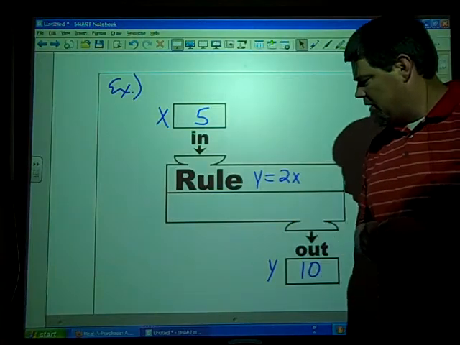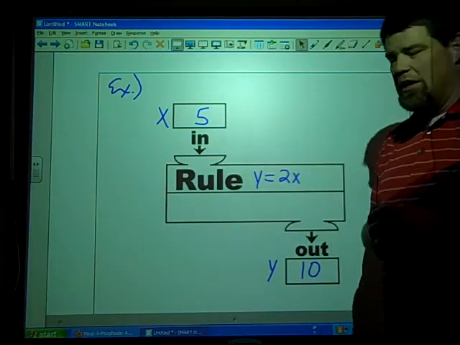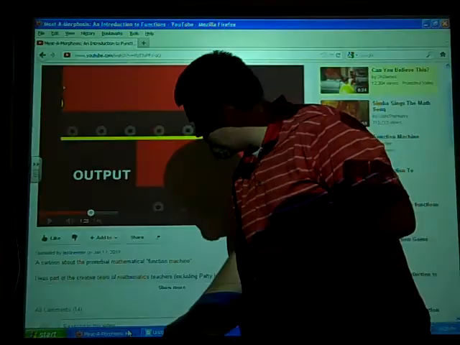Now I want to show you a short video clip about an input and output function machine.